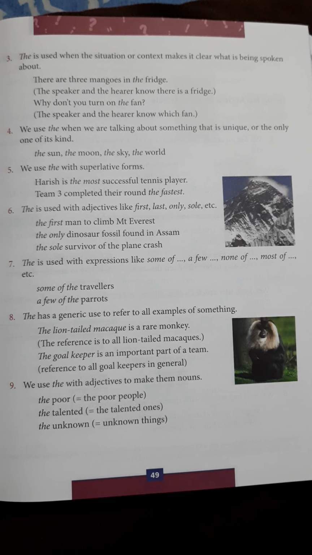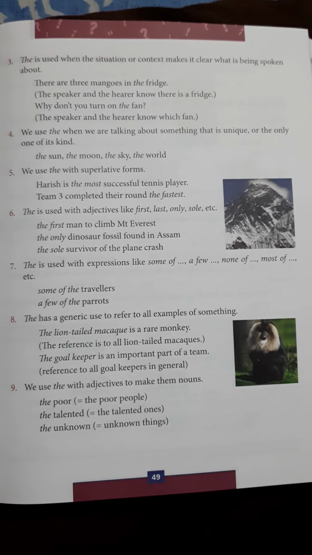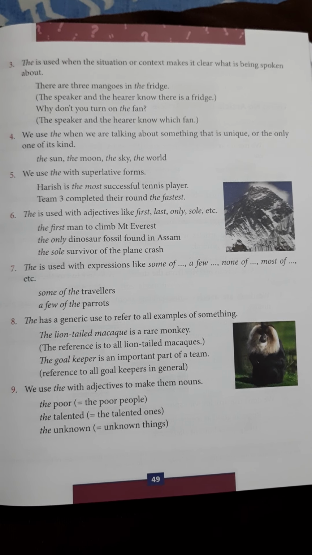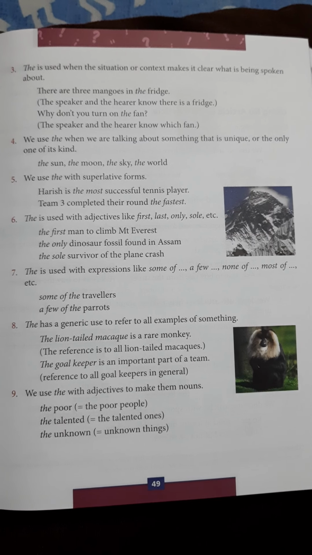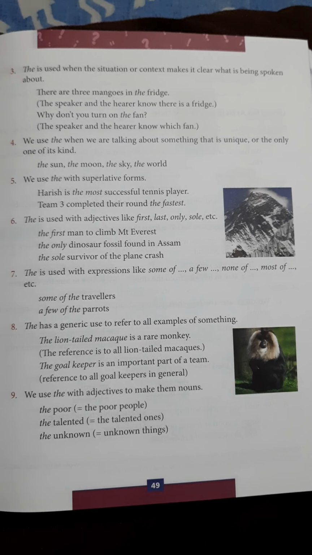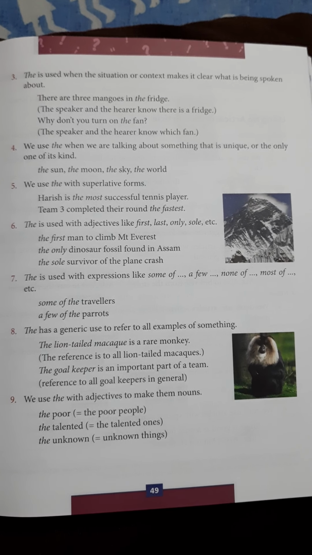Fourth one, we use the when we are talking about something that is unique or the only one of its kind. For example, the sun, the moon, which is only one in this world. So when we use the word sun, moon, we use the article the.